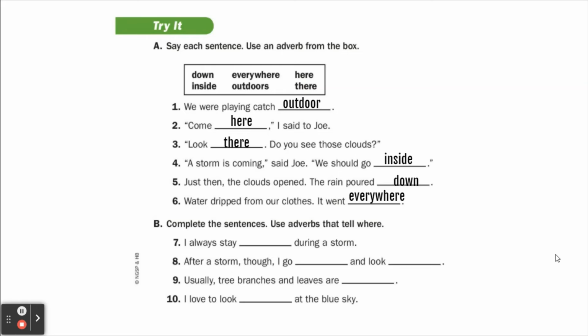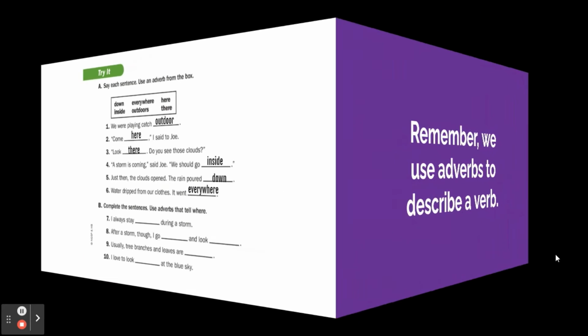Usually, tree branches and leaves are blank. I love to look blank at the blue sky. Okay? Okay, friends, you are doing amazing.